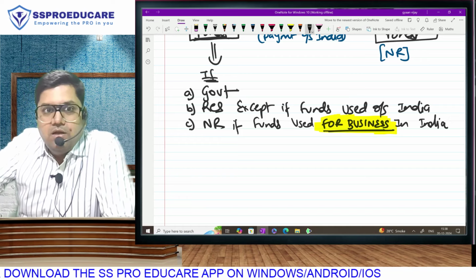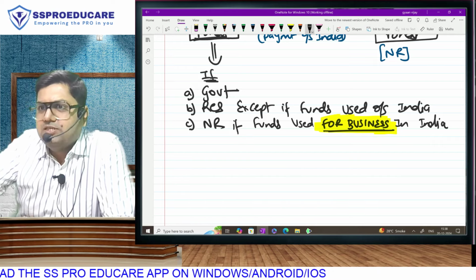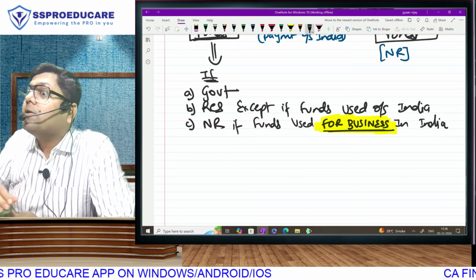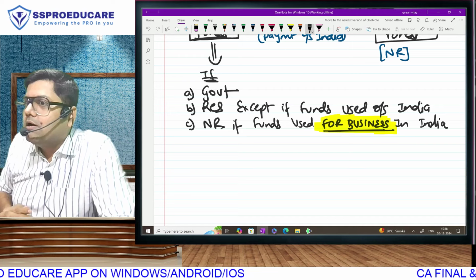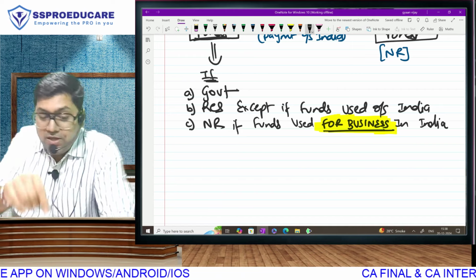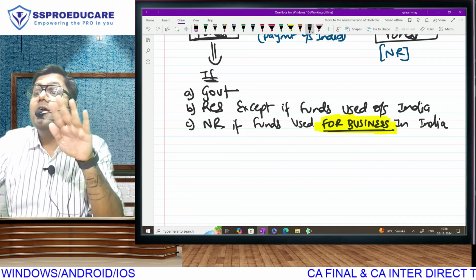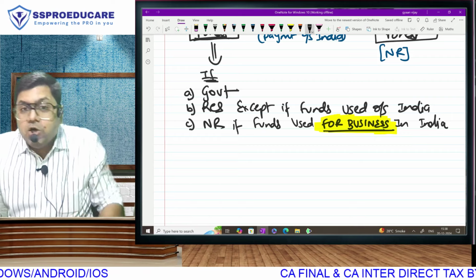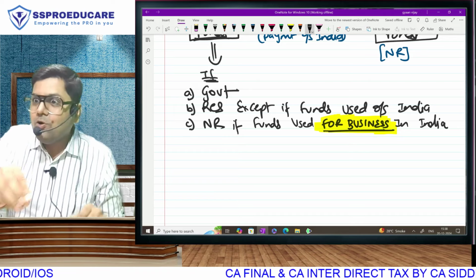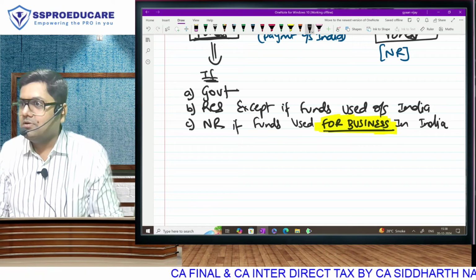Think about it. Non-resident. I borrow money from another non-resident bank, say Standard Chartered, Citibank, a foreign bank, for buying a property in India. Non-resident paying interest to non-resident. Money is being used in India. Not for business, but for acquiring property. Car loan, home loan, then that is not going to be considered as Indian income.